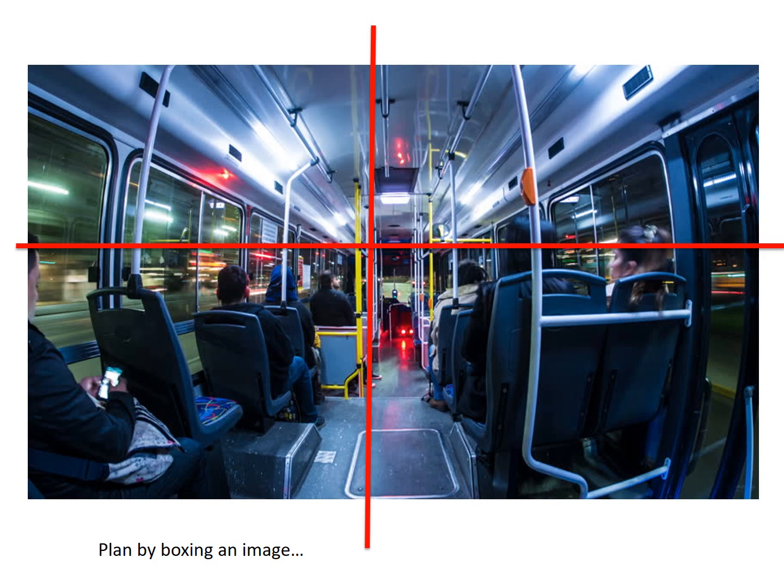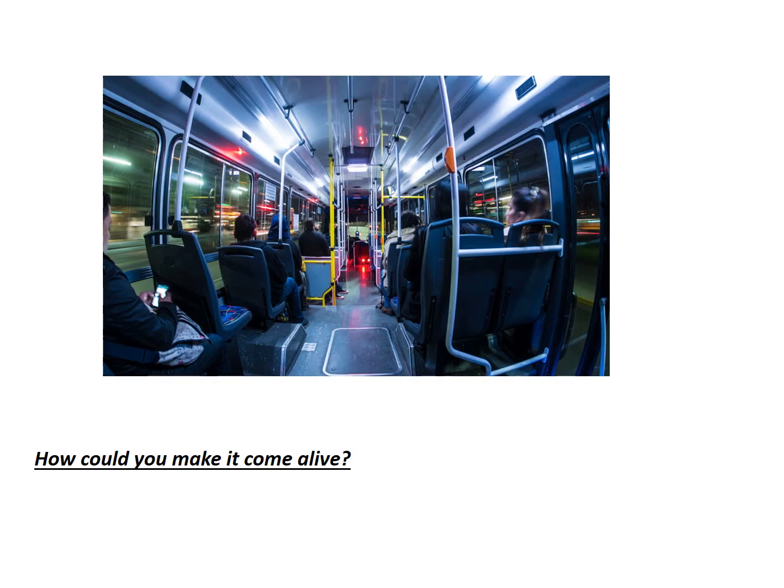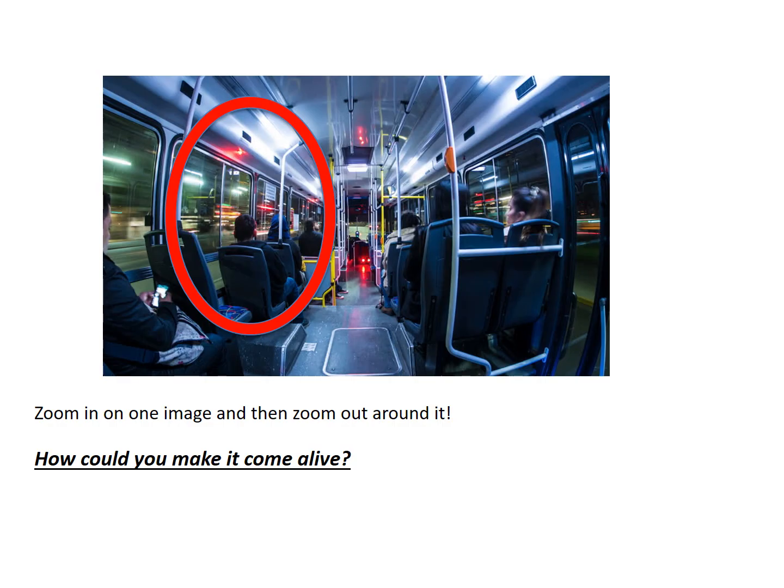Whilst that's one strategy, I also think the big question is, how can I make it come alive? And the simplest way of answering that is often, where do you see the most interesting part of the image? What does it do to capture your interest? Now for me, I find it helpful to zoom in on one image and then zoom out around it. So as you can see, what I've zoomed in on is a man. He's looking out the window and I'm already thinking, how can I make that come alive?